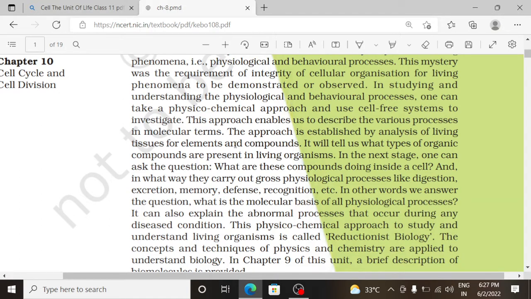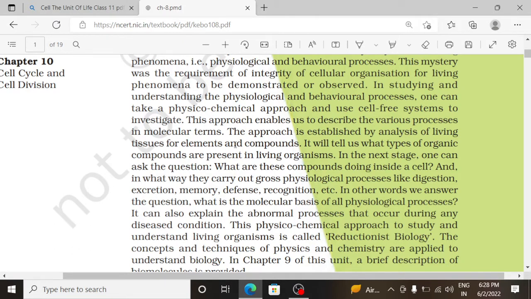The approach is established by analysis of living tissues for elements and compounds. It will tell us what types of organic compounds are present in living organisms. In the next stage, one can ask the question, what are these compounds doing inside a cell, and in what way they carry out gross physiological processes like digestion, excretion, memory, defense, recognition.